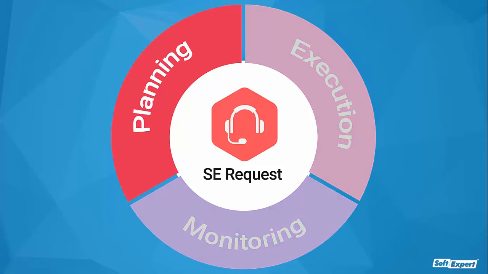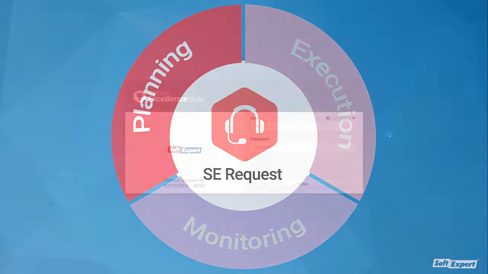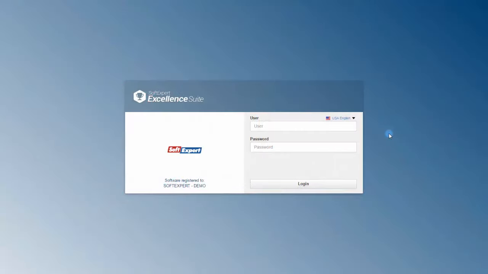In the planning stage, we'll see how the solution configures request registration, types, attributes, checklists, approval routes, and more. The registration of a request always occurs according to the configurations defined for the SE Suite users. In this example, the user Adrian will be responsible for registering requests.